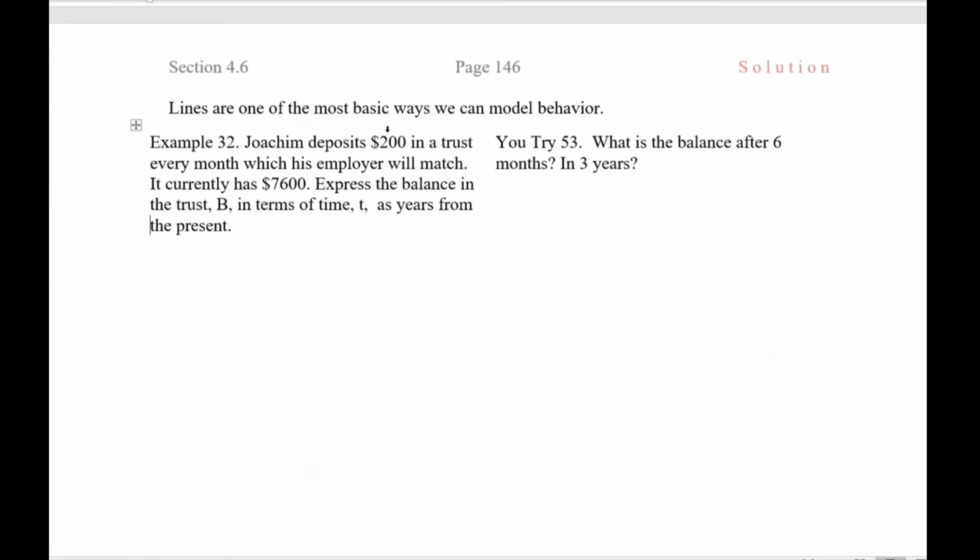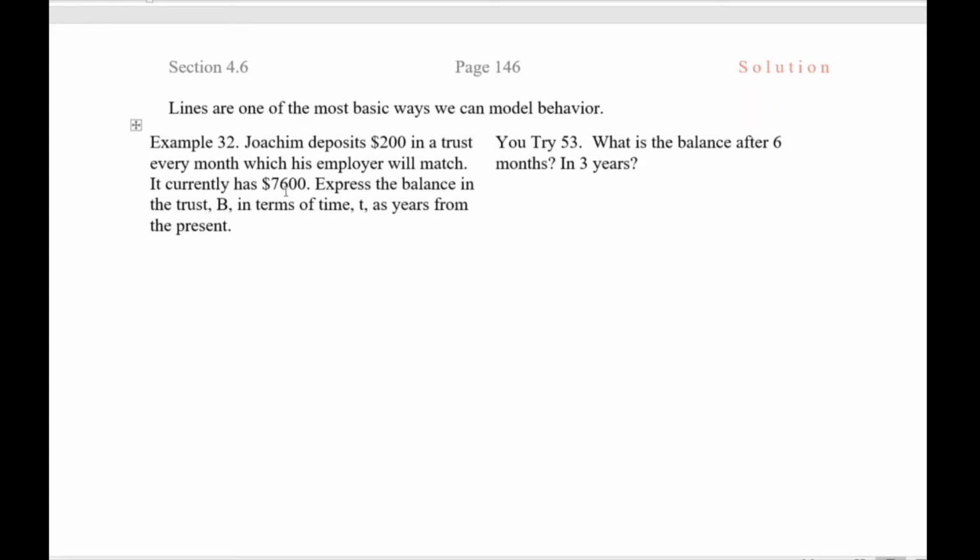Lines are one of the most basic ways we can model behavior. Example 32. Joachim deposits $200 in a trust every month, which his employer will match. It currently has $7,600. Express the balance in the trust B in terms of time, t, as years from the present.